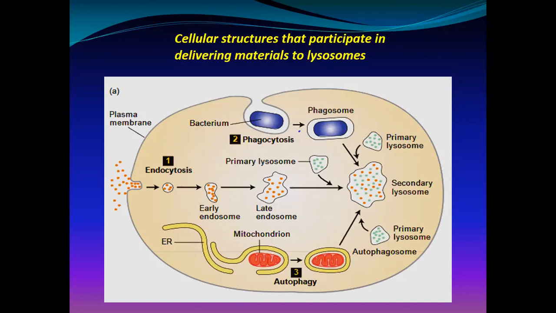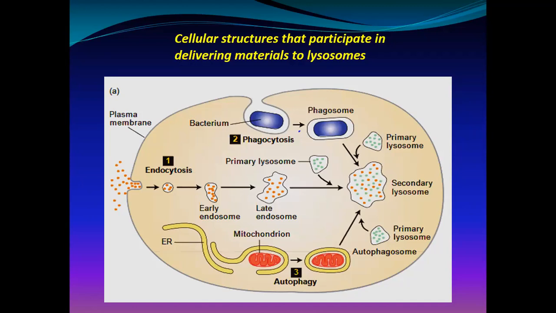Then the primary lysosome will come and fuse. And now this is called an autophagosome, right? Now this is a phagosome: a bacterium surrounded by a membrane is called a phagosome. But when a mitochondria is surrounded by ER, that is called an autophagosome.